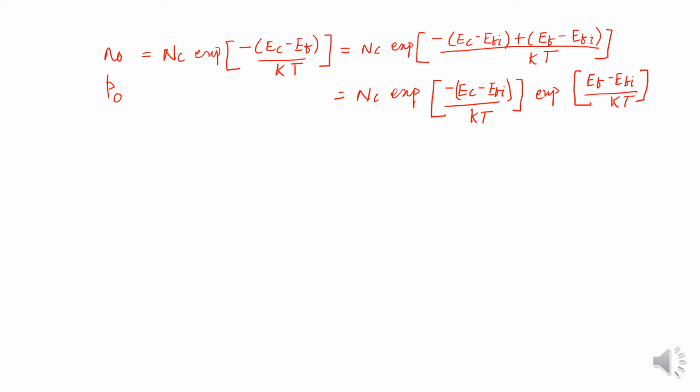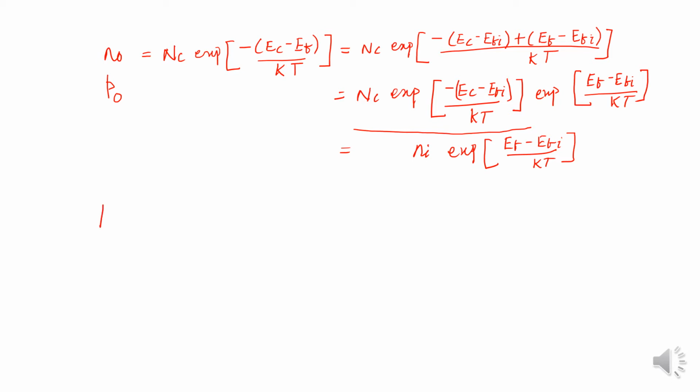Now we can write this whole thing here as Ni, and rewrite it as Ni exponential of EF minus EFI divided by KT. So this is my Ni exponential of EF minus EFI by KT. This is the electron concentration N0 in thermal equilibrium in an extrinsic semiconductor.